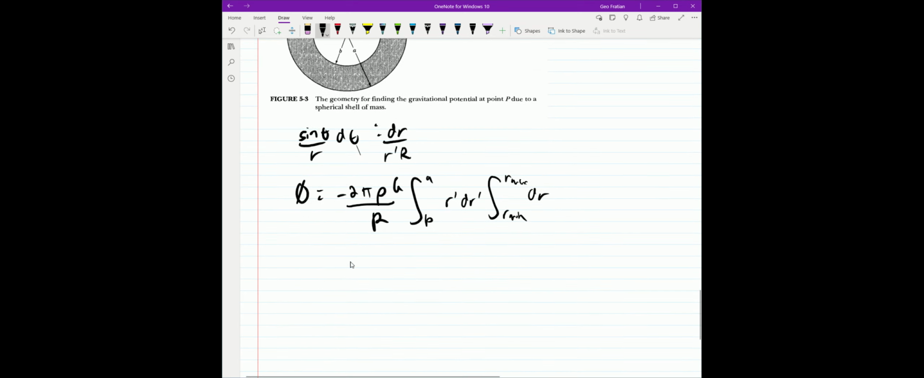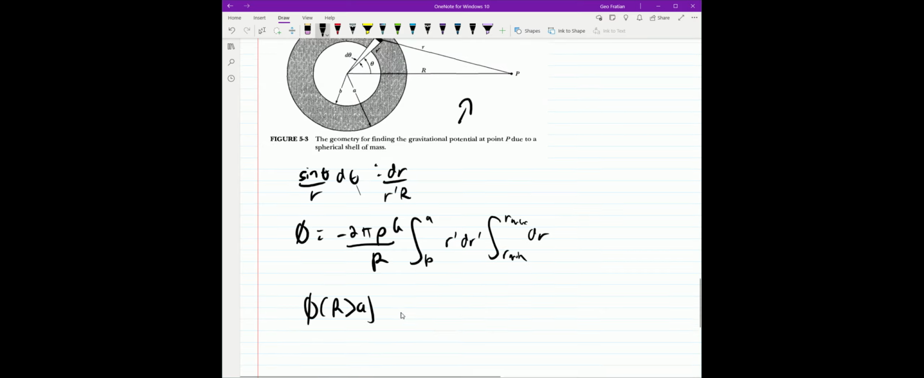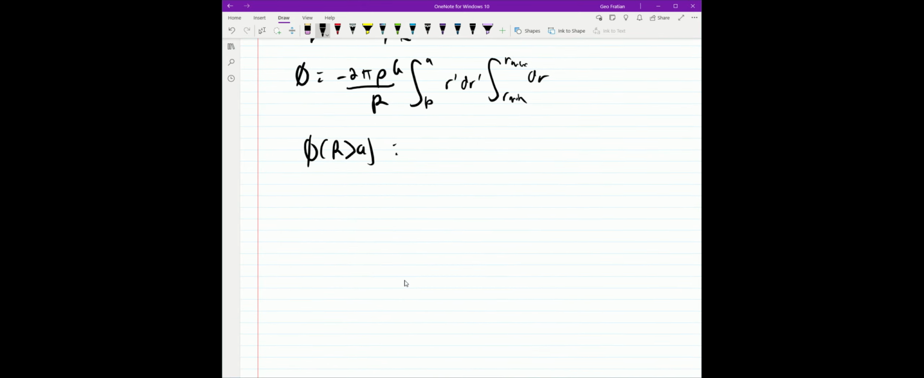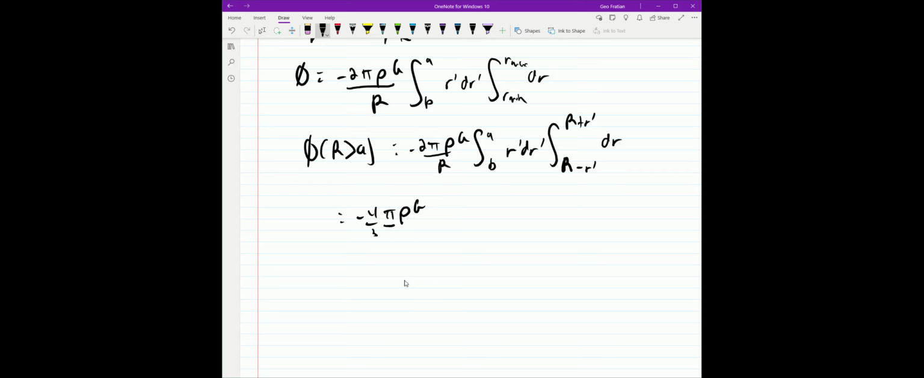So then for phi, where R is greater than a, in other words outside of the sphere, we recover negative 2 pi G over R, integral b to a of r prime dr prime, and then we integrate dr, where the minimum distance is R minus r prime and the maximum is R plus r prime. We do this integral and we recover negative 4 over 3 pi rho G over R times a cubed minus b cubed.